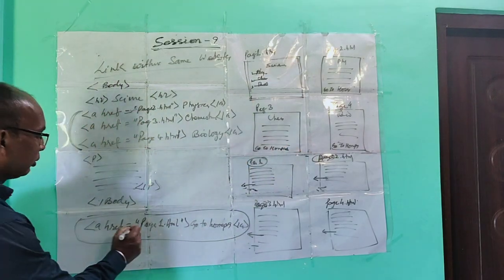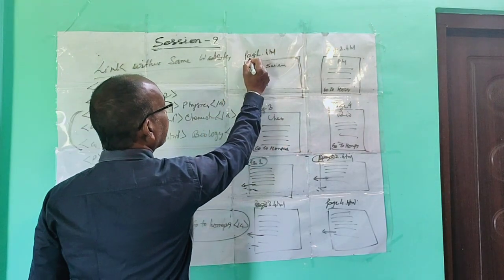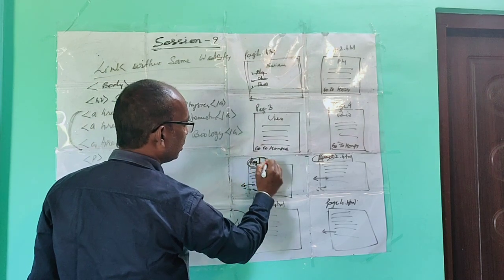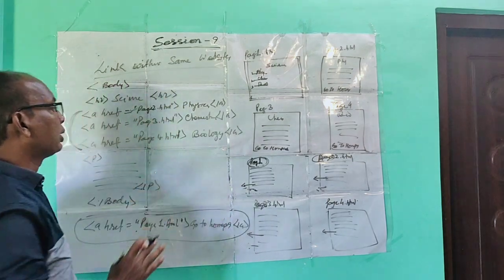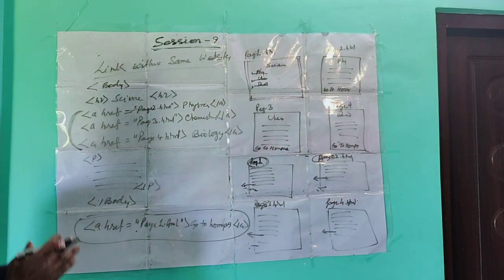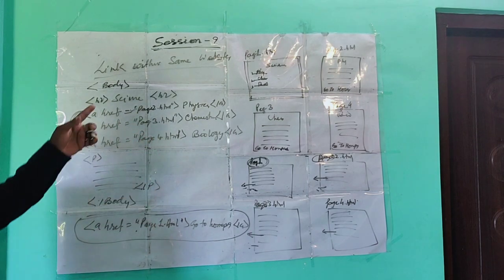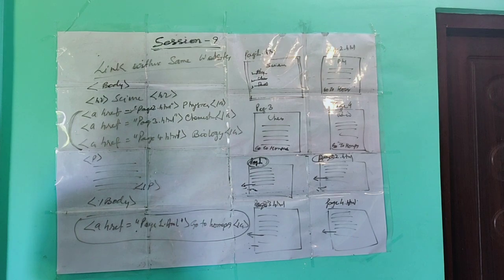For that, we can use the file name page1, which we saved for the first home page in the notepad. So the file name is most important. Clear? In this way we can link within the same website. Link with the same website. Clear?